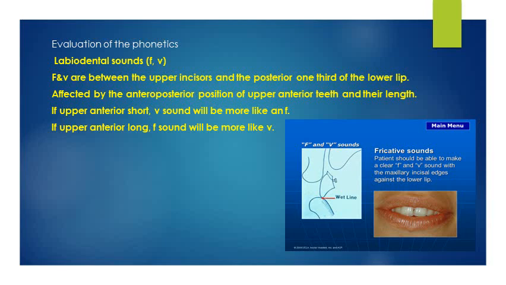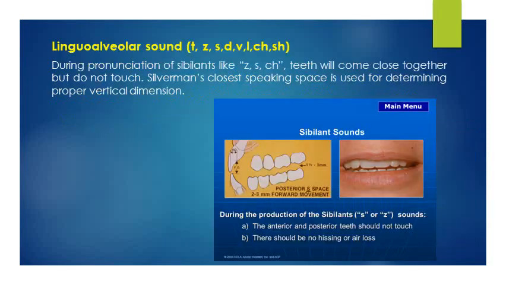Evaluation of the phonetics. There are different sounds and different techniques for evaluation. For example, the labiodental sounds, f and v. In the v sound, the centrals will touch the line of the lower lip. It's called the wet line. The end of the wet line of the lower lip should touch gently in the f or v sound. This needs a good vertical dimension relation in order to achieve it.